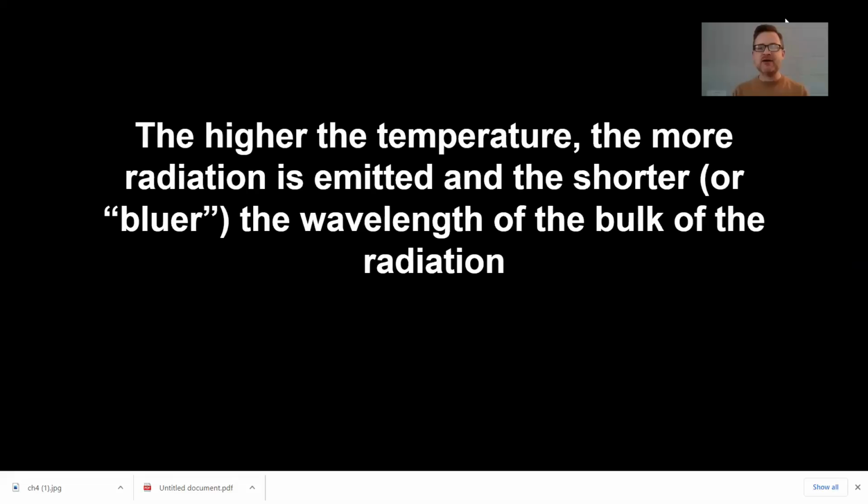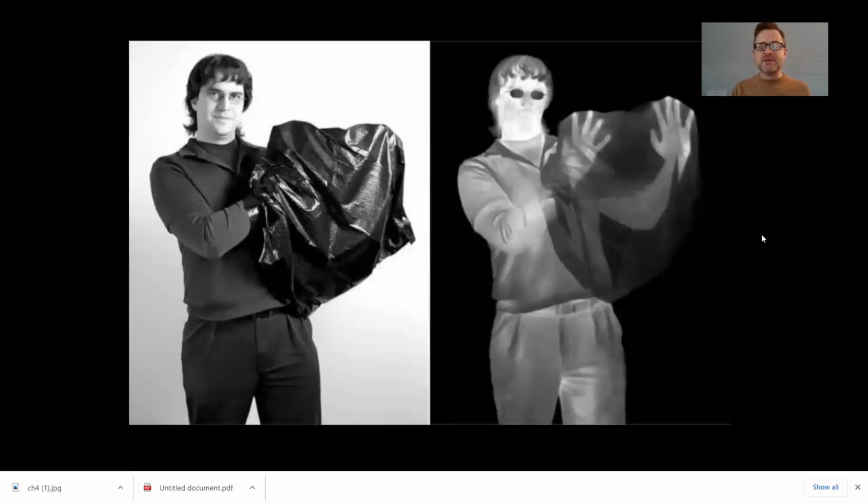Another way to say that is the higher the temperature, the more radiation is emitted, and the shorter or bluer the wavelength of the bulk of the radiation. Now again, if you're in X-rays and you go toward gamma, that's getting shorter. Is that actually getting bluer? No, we say blue for short and red for long, but that can be a little misleading depending on where you are. But the higher the temperature, the more radiation you give off of a shorter wavelength, which means it has more energy, okay?